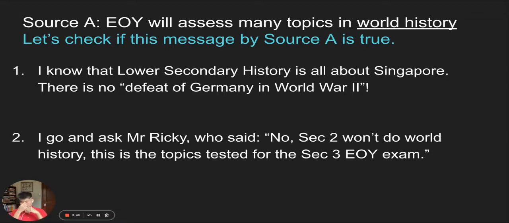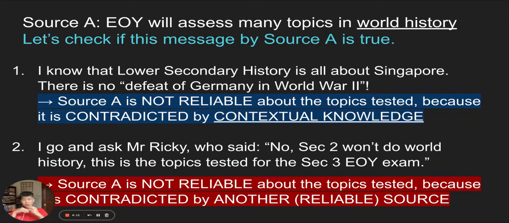Furthermore, you might have panicked and run over to the staff room in a great frenzy and looked for Mr. Ricky and said, Mr. Ricky, Mr. Seow said we are going to be tested on the defeat of Nazi Germany. Is that true? So you could have done either or both of these things, and you would have concluded that source A is not reliable.